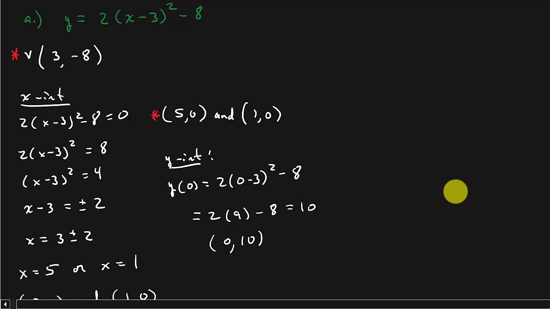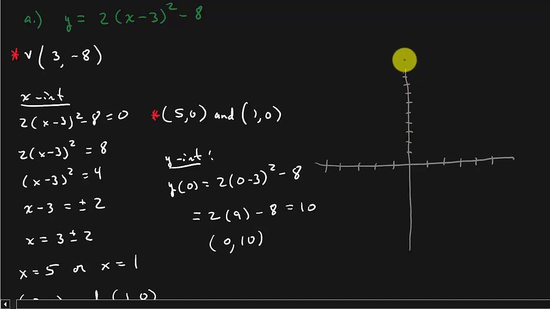All right. So now let's go ahead and sketch this graph. I'm going to have to be able to take in a y value of negative 8 and a y value of 10. So 1, 2, 3, 4, 5, 6, 7, 8, 9, and 10, and then 1, 2, 3, 4, 5, 6, 7, 8. So we know this is 10 up here, and this is negative 8 here.